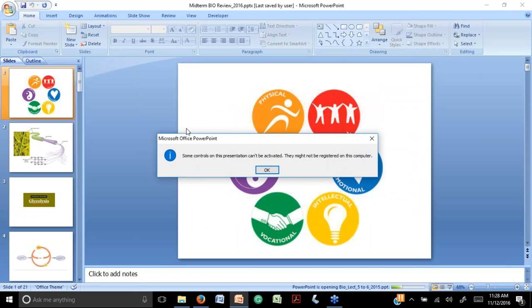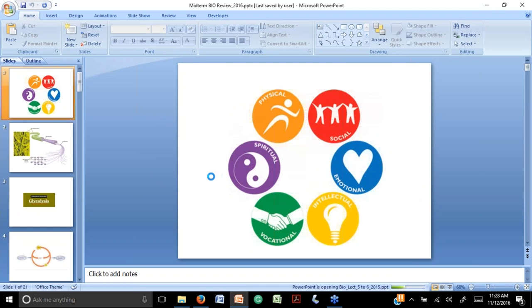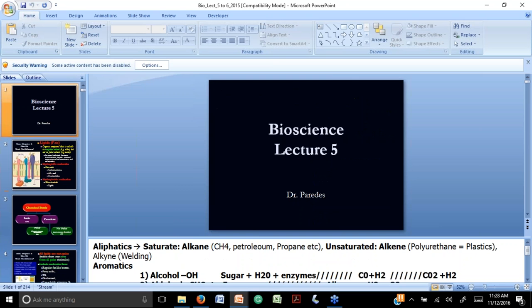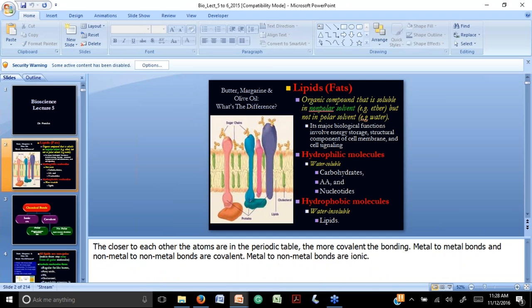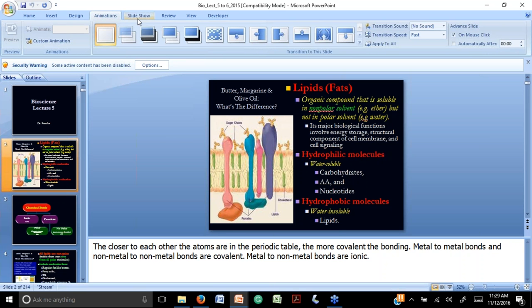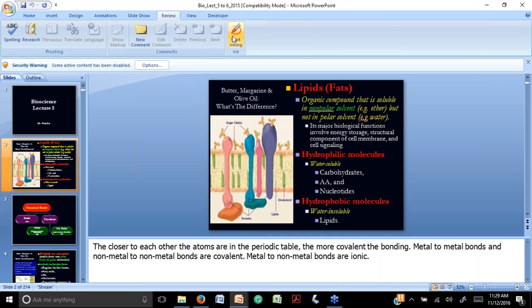All right, so we are at lecture 5 and 6 now. Okay, so we have lipids. Lipids are hydrophilic. Oh, sorry, the phospholipids are hydrophilic, because phospholipids are going to have phosphorus and are going to have, let me see, it shows right with you. Okay, here.